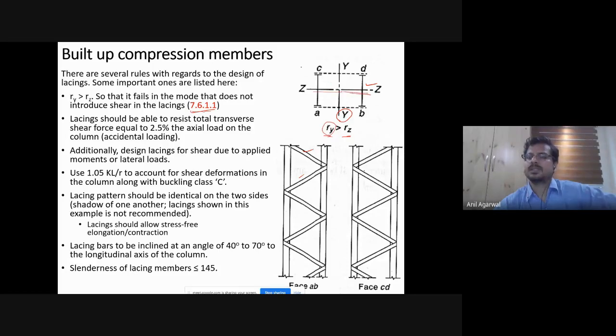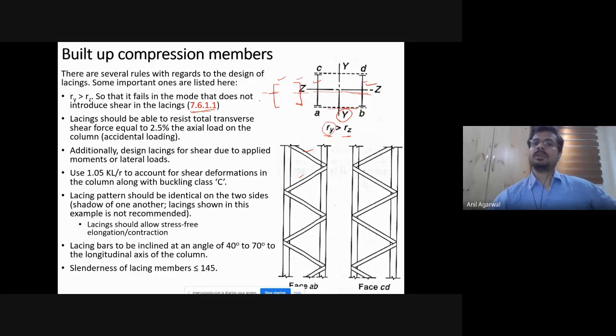When it buckles about the Z axis, which basically means that these two members individually buckle about their major axis. Agreed? So even if these were channel sections, these two channels are buckling almost individually about their own major axis. If you had provided them independently, they would have buckled about their minor axis. But the way you have provided the lacing is that now they should actually be buckling about their major axis. That is definitely going to increase the capacity multifold.